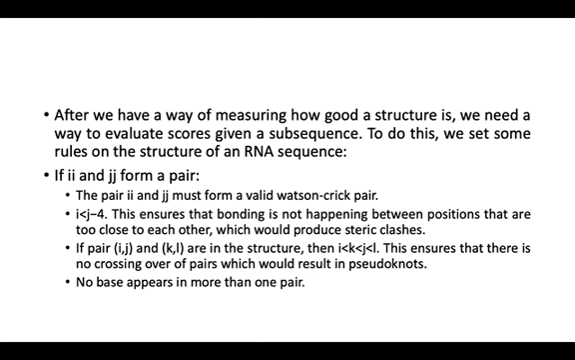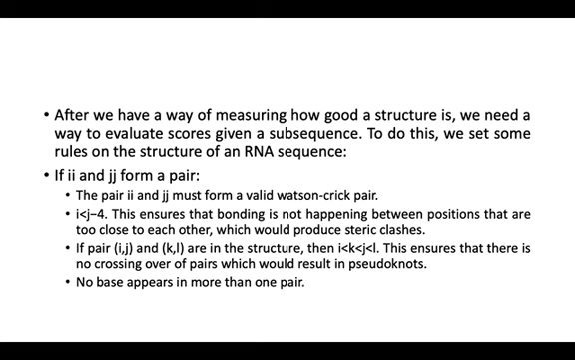If pairs IJ and KL are in the structure, these are the two different pairs, then I < K < J < L. So this ensures that there is no crossing over of pairs, which would result in pseudoknots. So what does that mean actually?